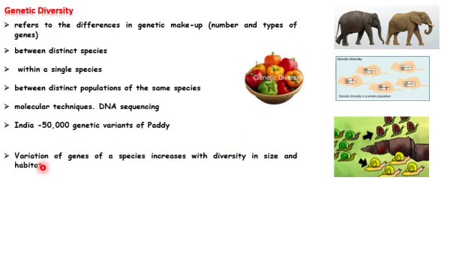So variation of genes of a species increases with diversity in size and habitat. Variation of genes, that is, the changes in the genes, variation of genes of a species, the variation of a species' genes, increases with diversity in size and habitat. For example, look at this snail.